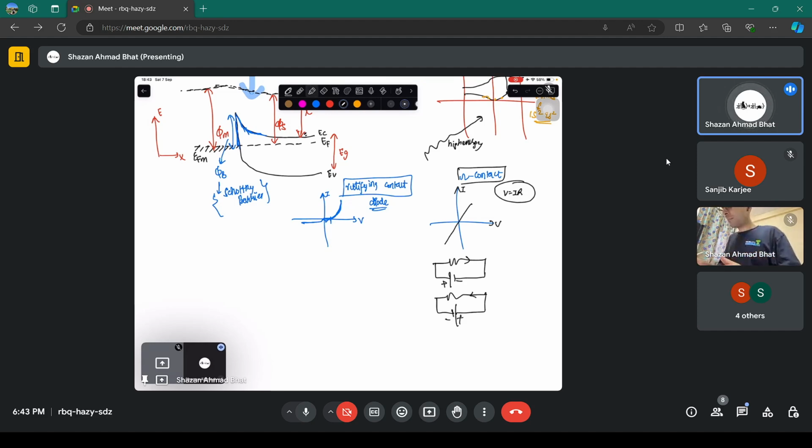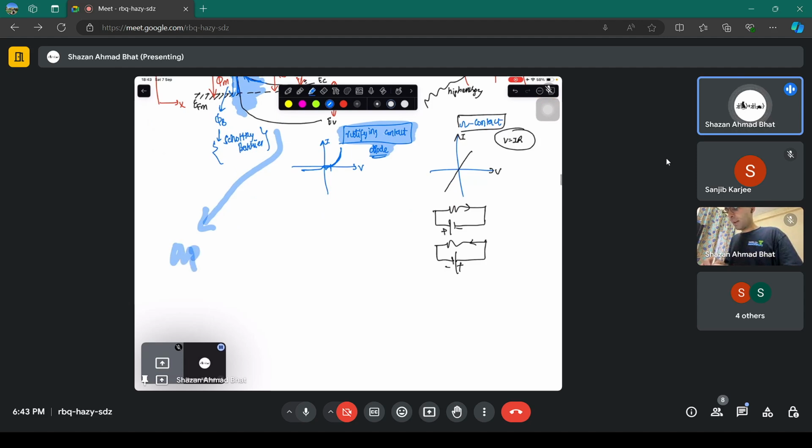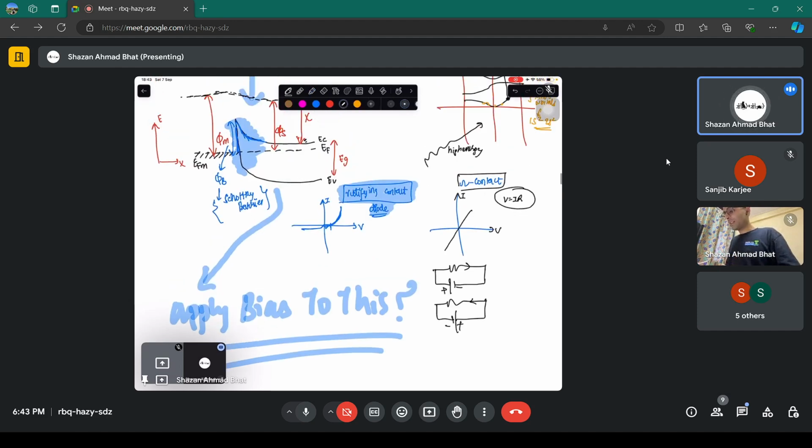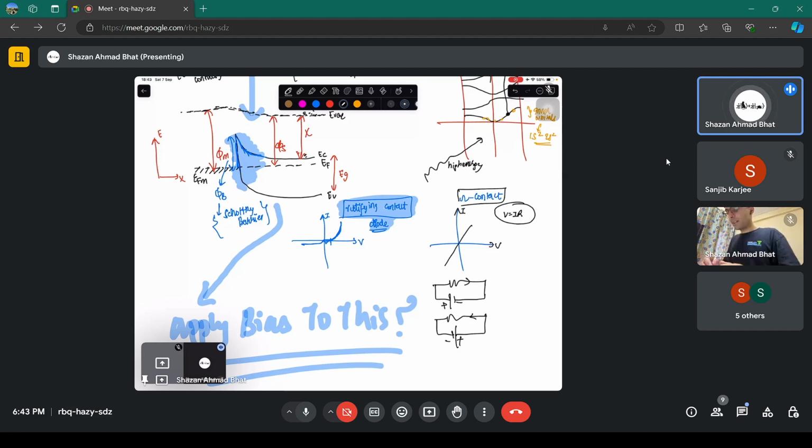But what happens here is that you have made a rectifying contact if you make a contact like this, because now you have a barrier present here. The electrons are not easily going to flow from one end to the other. Now we are going to study what happens when you apply a bias to this. That is what we will be dealing with in the upcoming slides. Whether it's going to behave as a rectifying contact or as an ohmic contact, that's what we are going to see.